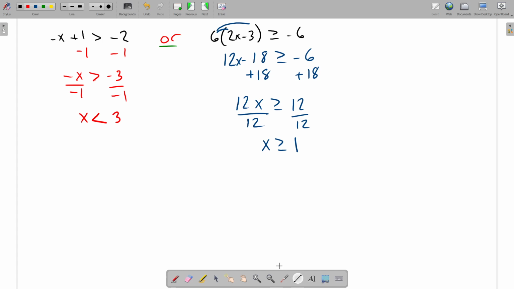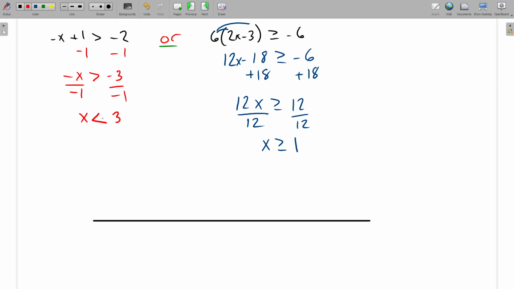Again, we make our number line. Starting with the one on the left, x is less than 3. I'm going to put that 3. It's less than, not less than or equal to, so we're going to have an open circle, and it's everything to the left.